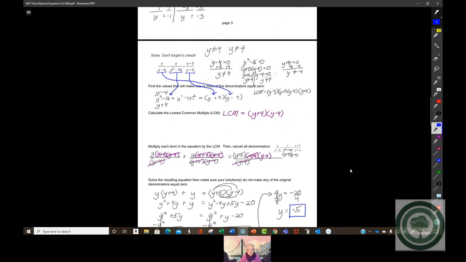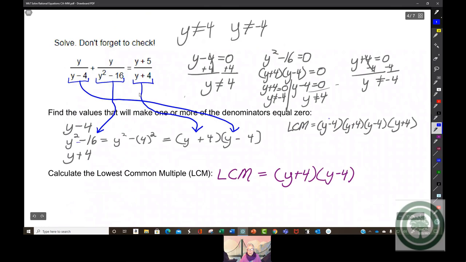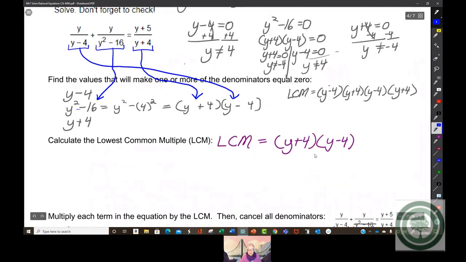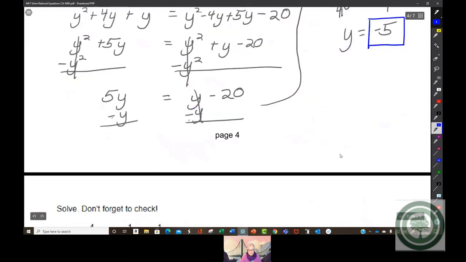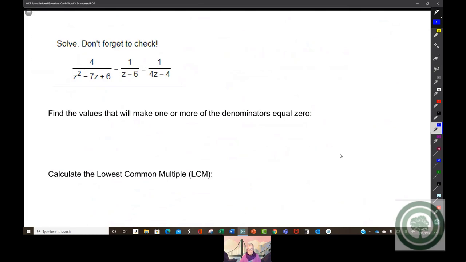Do you want to discuss any of this? Other than the fact that this should have gone there and this should have gone there. Do you understand how y squared minus 16 got factored into y plus 4 times y minus 4? Okay. We'll go on to another one. And I'm not gonna go too fast this time.